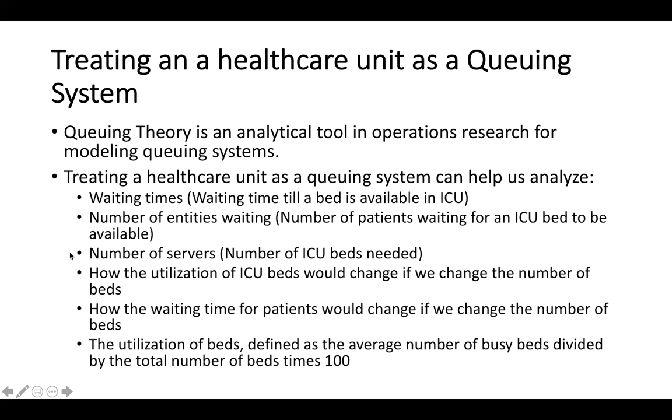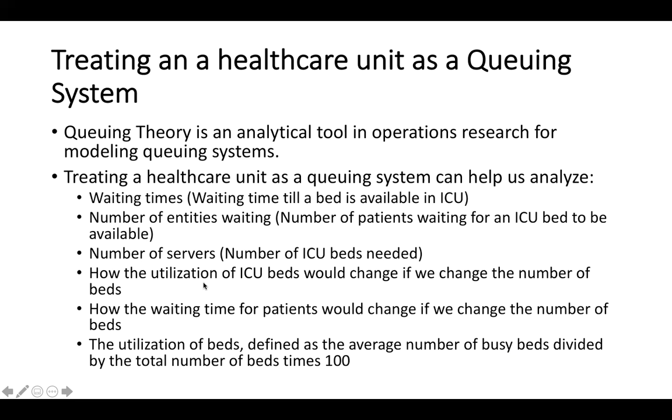We can also identify the number of servers, which are the number of beds, for example, in the ICU, or the number of doctors we need to hire so that we can provide service to the patients faster, or the number of technicians or staff we need to hire in a pharmacy to provide the service to the customer faster. So the number of servers also can be specified by using queuing theory techniques.